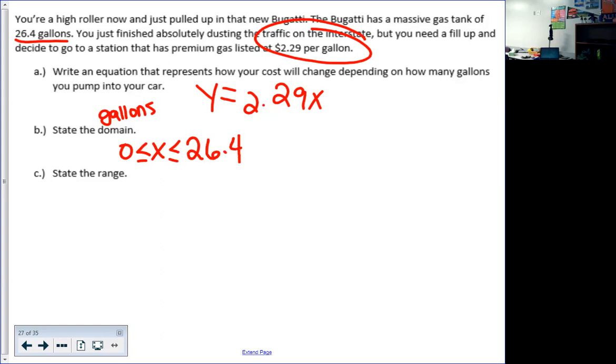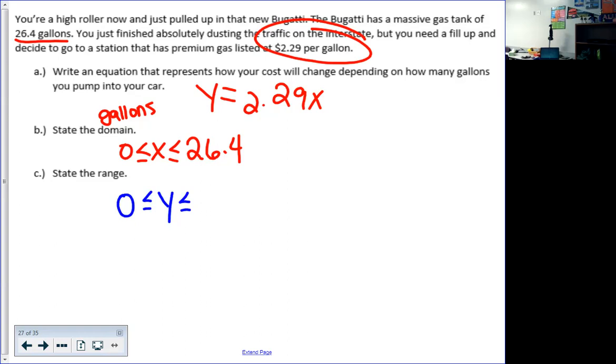For my range is my y values. What does y represent? y represents cost. So the question is, what's the lowest cost to fill up my car? That would be $0, less than or equal to y, less than or equal to, well, the question is, what's the highest amount it's going to cost me? How can I find that out? Hopefully you guys are figuring that out right now.